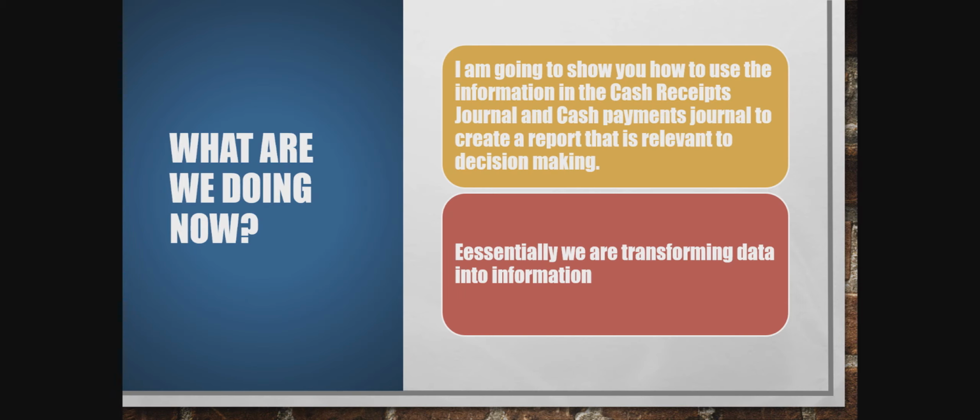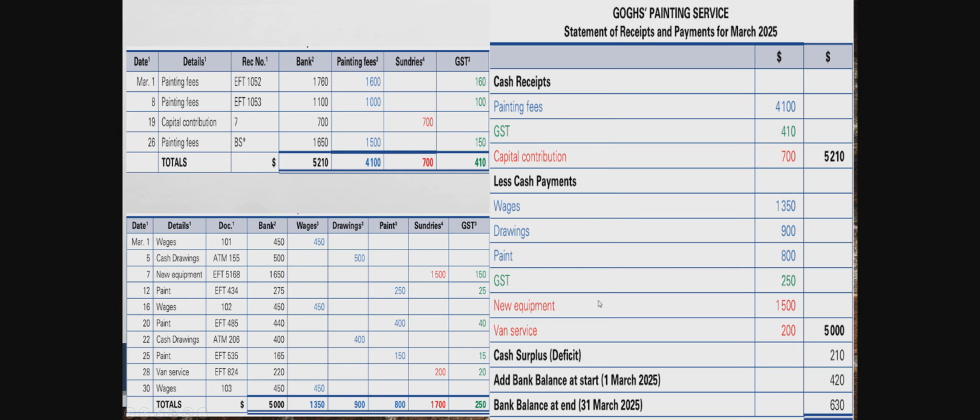So what are we doing now? I'm going to show you how to use the information in the cash receipts journal and cash payments journal to create a report that is relevant to decision making. Essentially, we are transforming data into information.